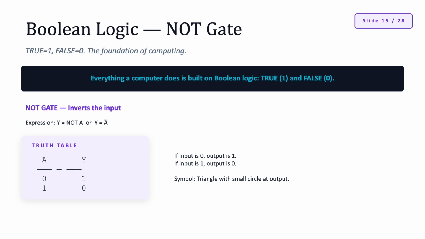The NOT gate is the simplest. It has one input and inverts it. If input is 0, output is 1. If the input is 1, output is 0. The symbol is a triangle with a small circle at the output. Expression: y equals not a, or y equals a bar.